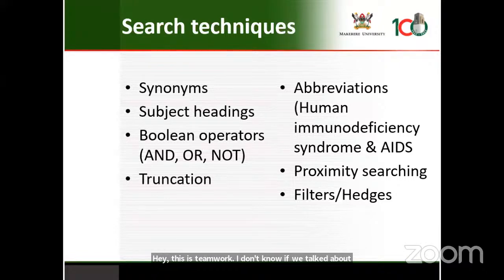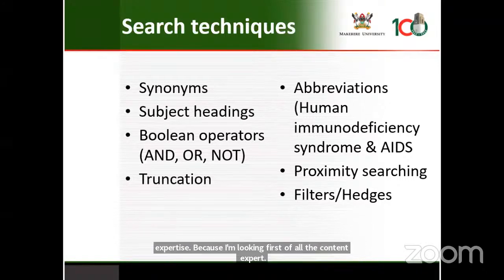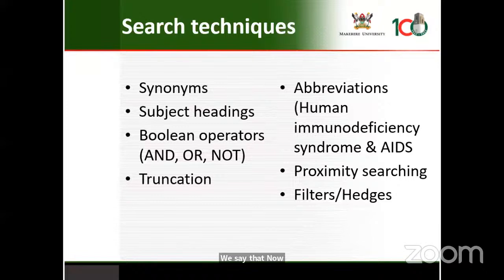I don't know if we talked about what kinds of people should be on the review team. Did we? No, not actually the numbers, but the expertise. First of all, the content expert. We said that now all the disciplines are doing systematic reviews. So if you want to do a systematic review on livelihoods, children, and whatever in Uganda, you need to get someone who is an expert in that area. That is the content expert.